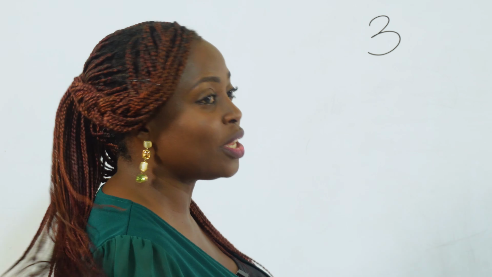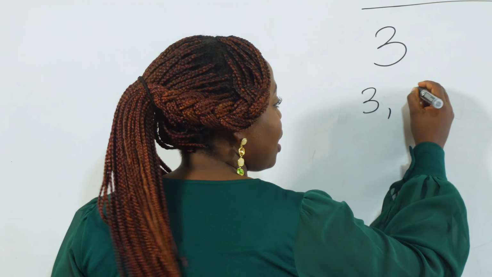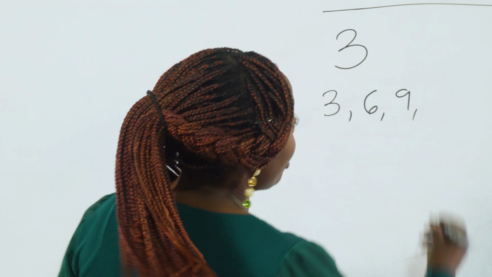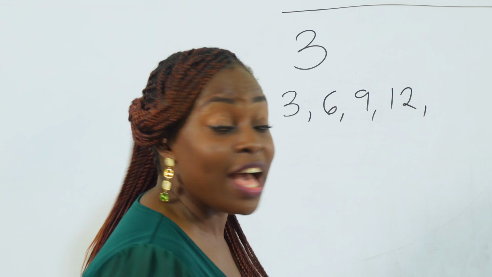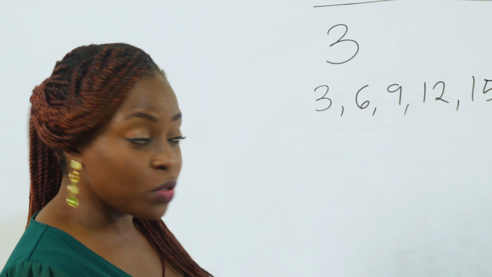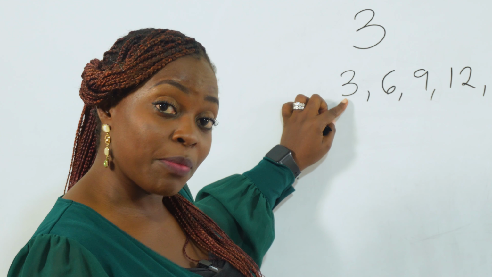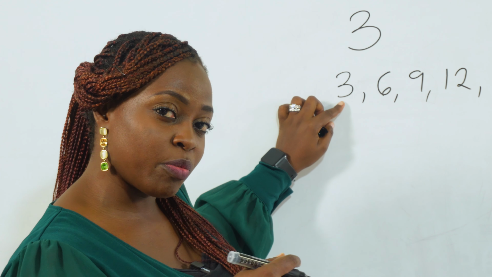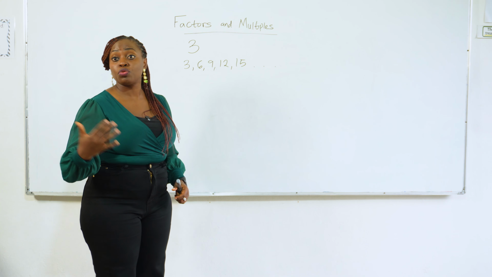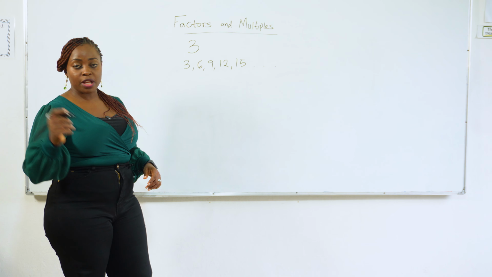What are the multiples of 3? So if I say 3 times 1, I would have 3. 3 times 2 is 6. 3 times 3 is 9. 3 times 4 is 12. 3 times 5 is 15. And on and on and on. Now, these are the multiples of the number. Can you see that the lowest multiple of 3 is 3? So that means that the lowest multiple of a number is that number itself. So multiples are that number multiplied by 1, 2, 3, 4, and going on like that. That's what makes it different from factors.